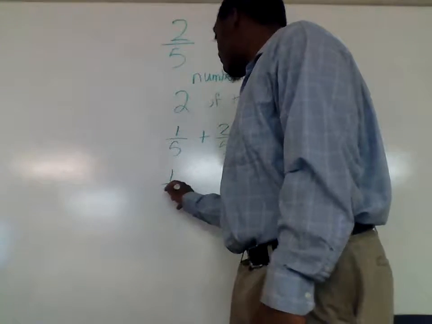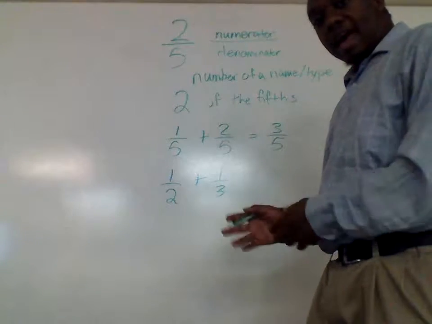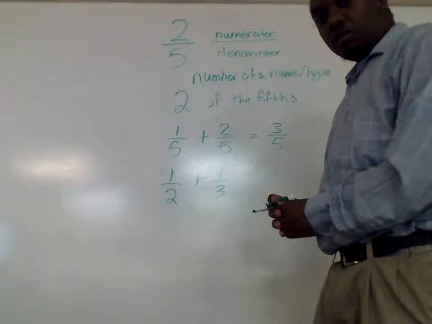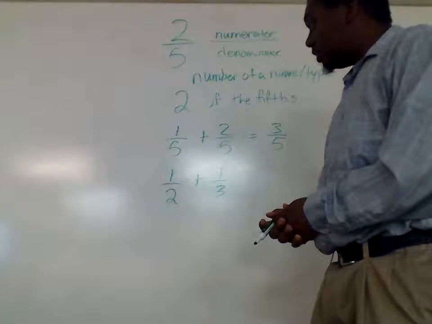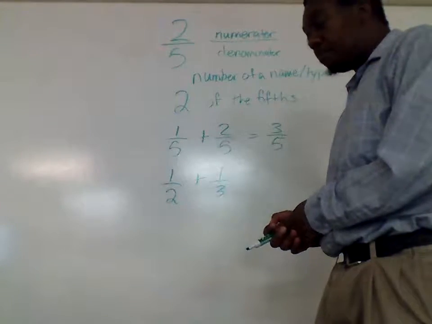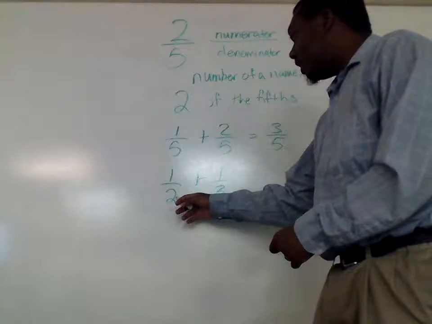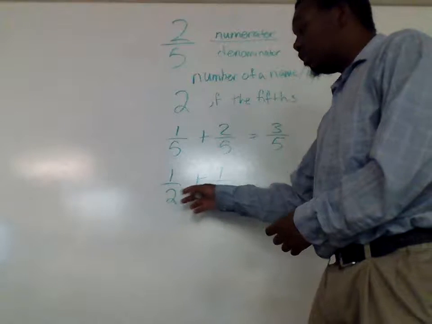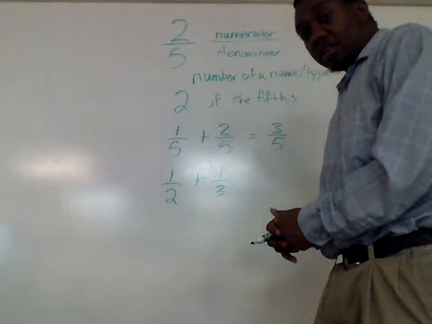So let's say I have 1/2 plus 1/3. And I want to add these two numbers together. So 1/2 plus 1/3. Well, they are not of the same name. They are not of the same type. So in order to add them, I'm going to have to change them so that they are of the same name, of the same type. And you were told to do this, you needed to find the least common denominator or the least common multiple between your denominators. So a number that both of these numbers are a factor of.